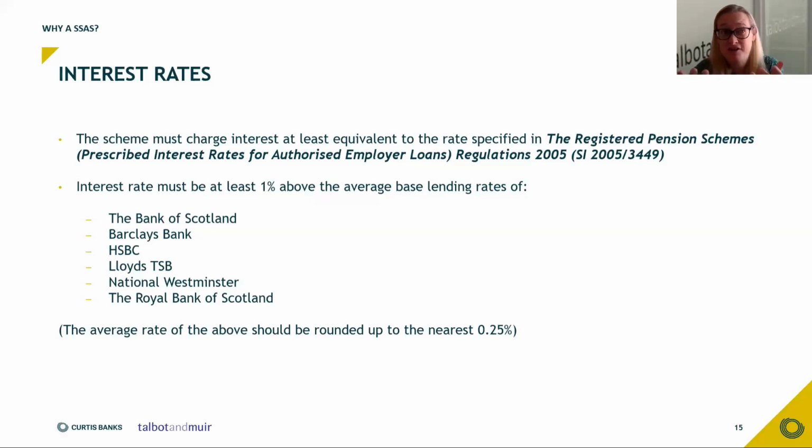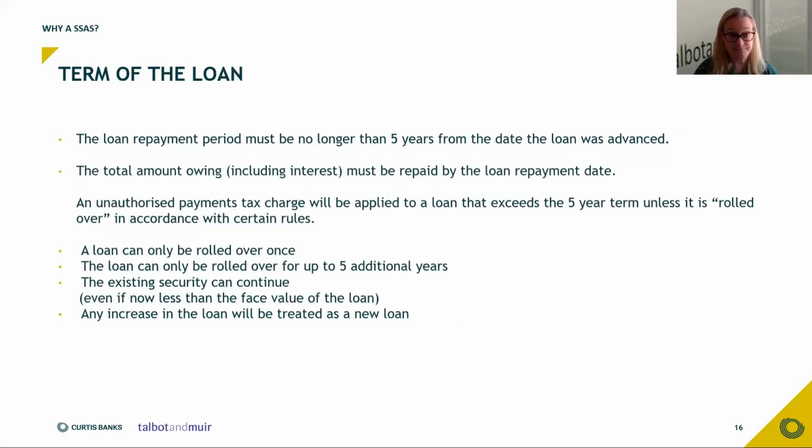So if you think an average scheme is probably around 400,000, 500,000, you're lending out £200,000, you probably want to generate a little bit more income from that piece. So it's possible, as long as the minimum is set, you can actually charge more than the minimum. So that's the bit on interest. The next test is the term of the loan.